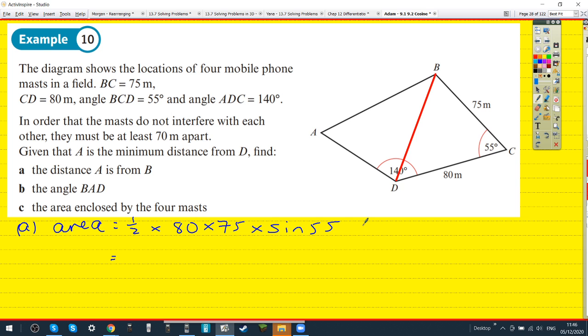And so that's which area? The area on the right of the red line. So we want total area. We just double it. Which gives you 4,914.9012266. I'm going to say 4,910 to 3 significant figures. What is this? Meters squared. So that's part C. What is part A?